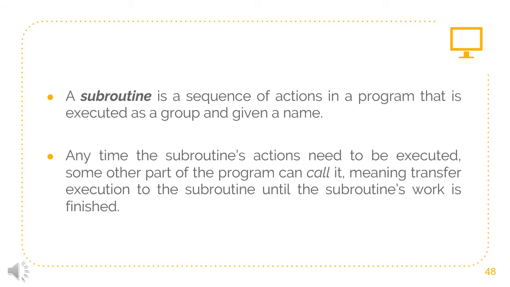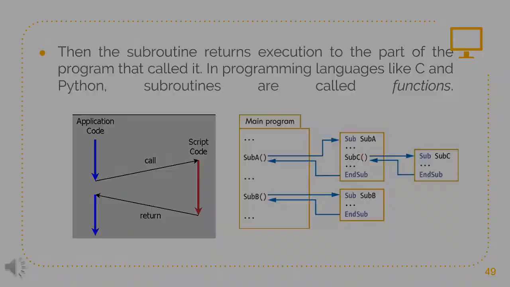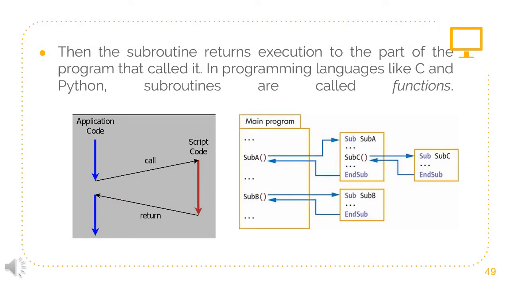A subroutine is a sequence of actions in a program that is executed as a group and given a name. Anytime the subroutine's actions need to be executed, some other part of the program can call it, meaning transfer execution to the subroutine until the subroutine's work is finished. Then the subroutine returns execution to the part of the program that called it. In programming languages like C and Python, subroutines are called functions.